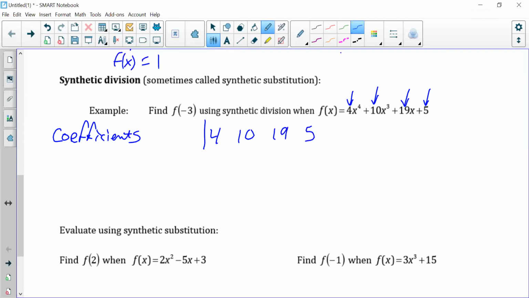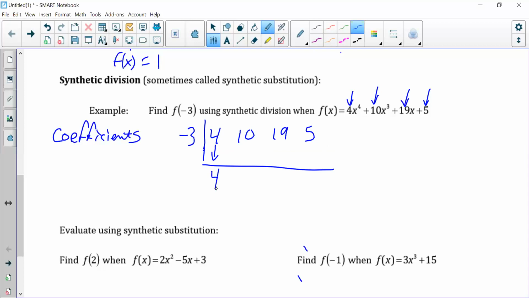All right. Bring this down. We're going to put our negative 3 right here. Okay, so this kind of looks like regular division, right? Only upside down and backwards. I've actually drawn this line up too far. I need space underneath here. There we go.